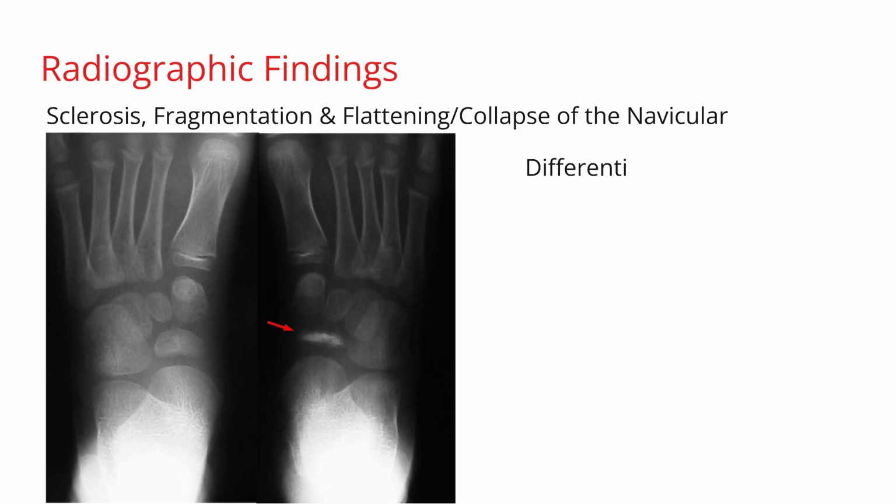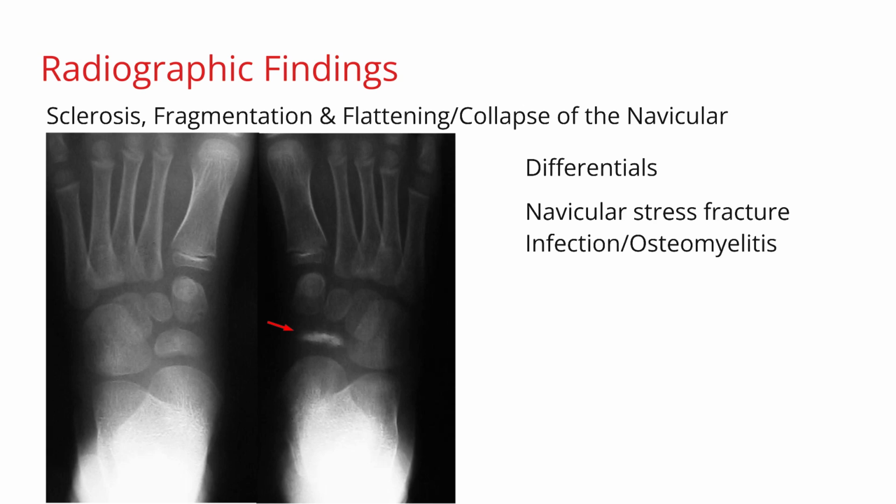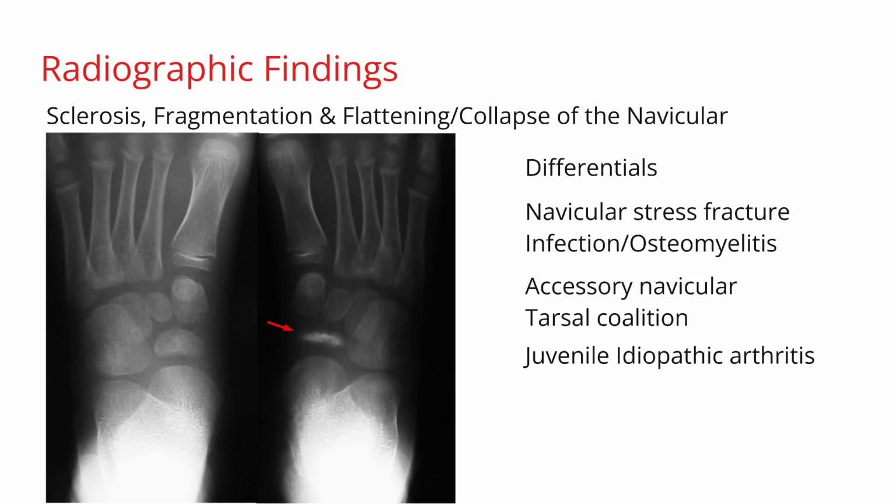The differentials include a navicular stress fracture, an infection such as osteomyelitis, or symptoms of an accessory navicular, a tarsal coalition, which usually affect older kids, and also juvenile idiopathic arthritis.